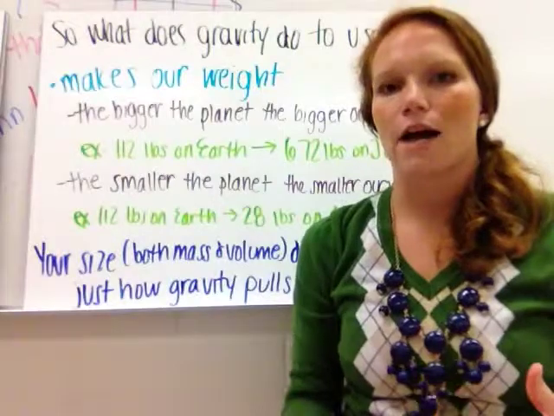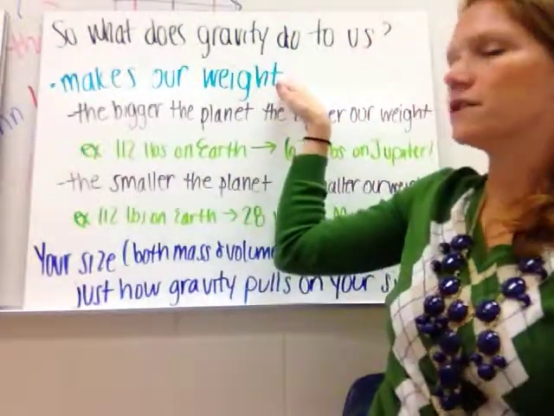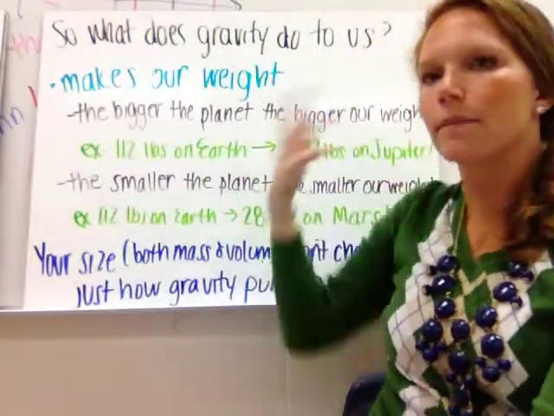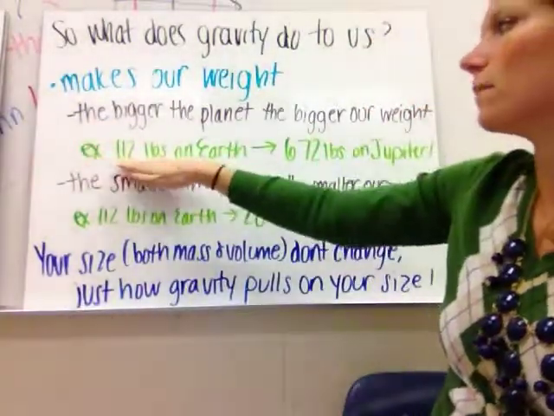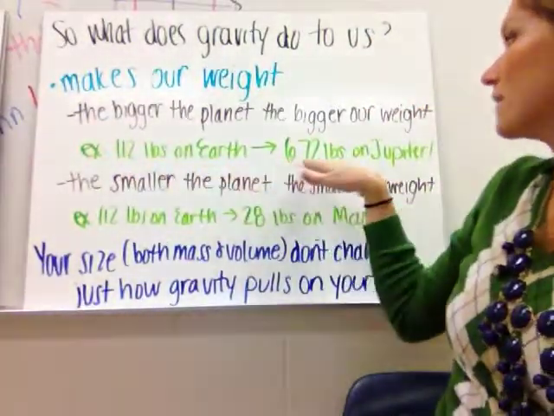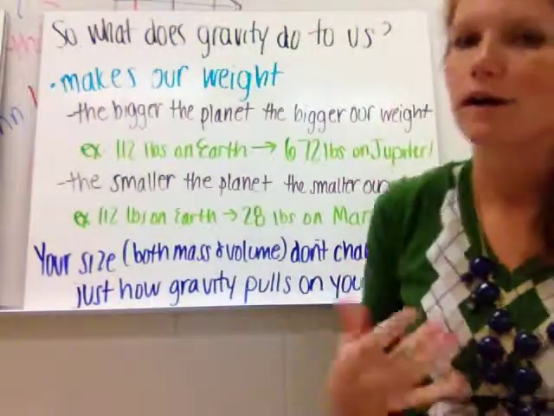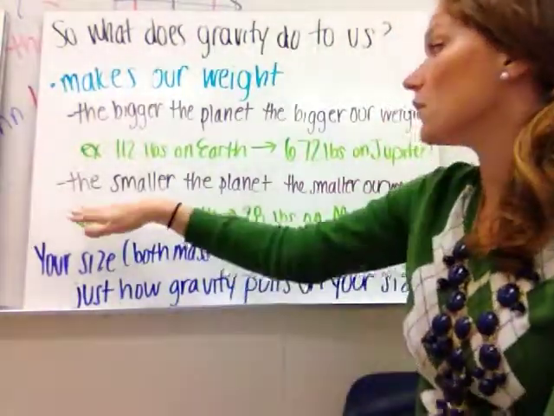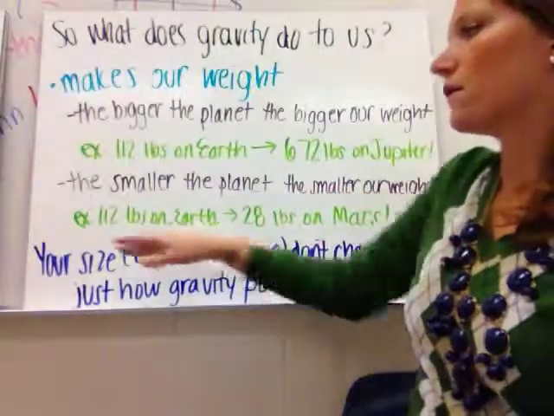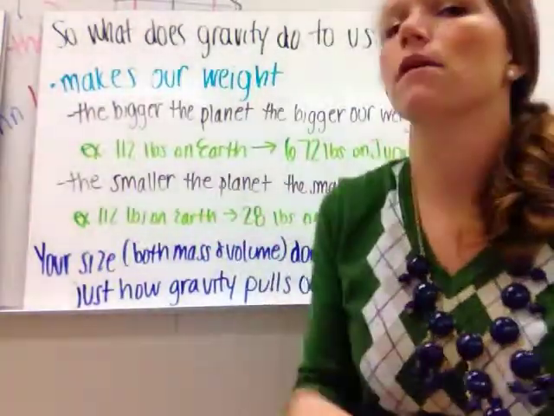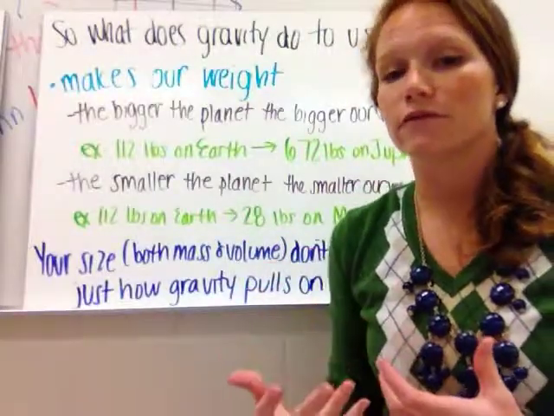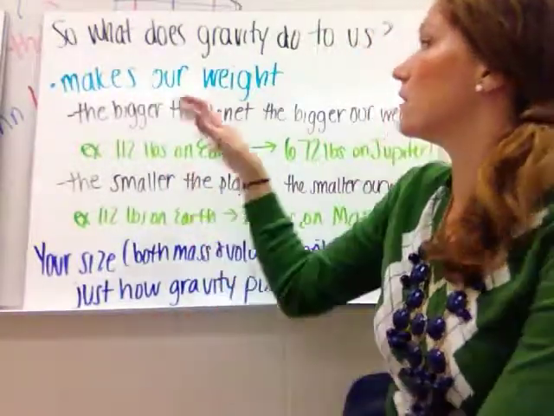So what does gravity actually do to us? The first thing that gravity does is it tells us our weight. It makes our weight. The bigger the planet, the bigger our weight. For example, you could be 112 pounds on Earth or 672 pounds on Jupiter, 6 times that. The smaller the planet, the smaller the weight. For example, if you're 112 pounds on Earth, you'd only be 28 pounds on Mars, just a quarter of that. And the reason for that is because of the size difference.